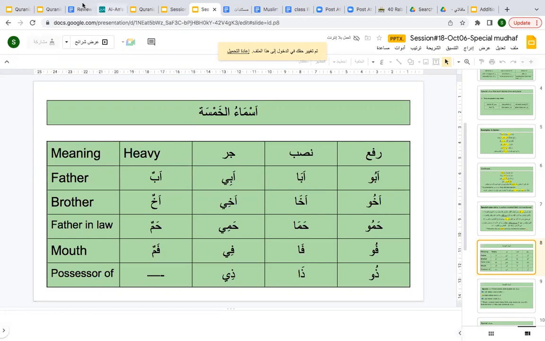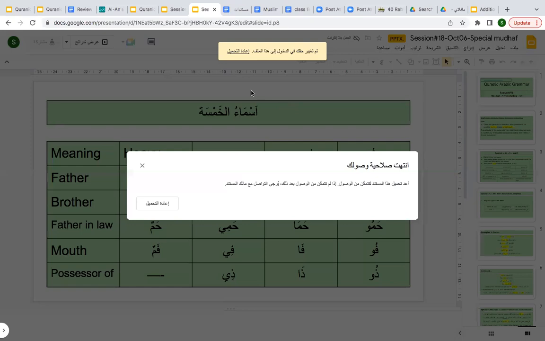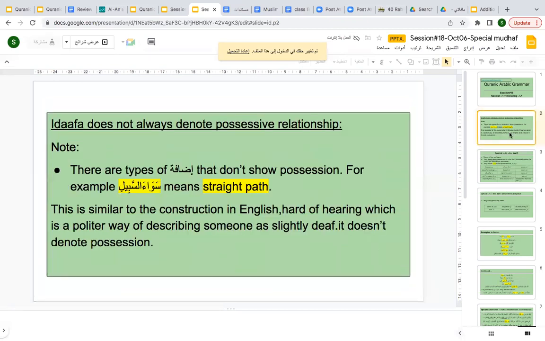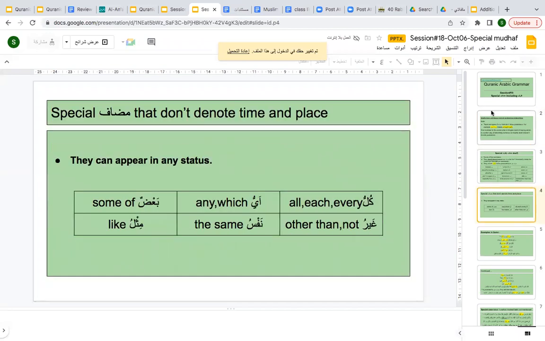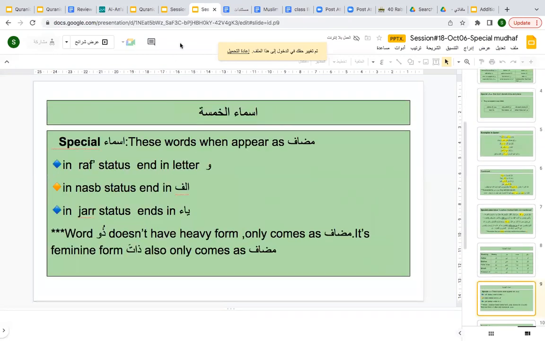Okay, and this is also something that we did, and inshallah, if there is any confusion, please go back to your recording. Your recording has this topic here, zarf, including special mudaf, so that the recording should have everything, how these words are different in Quran. These 5 words are asmaul khamsa, because there's a whole slide about them, why they are called so, and this should not be a problem. Okay, in raf status they end with letter waw and alif and ya.